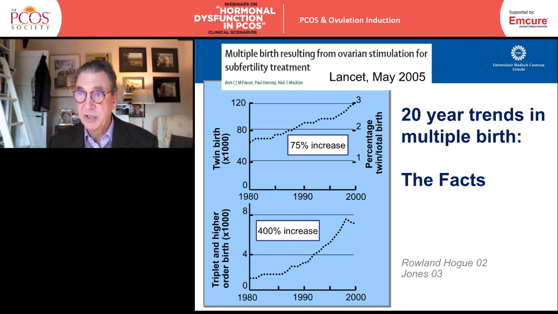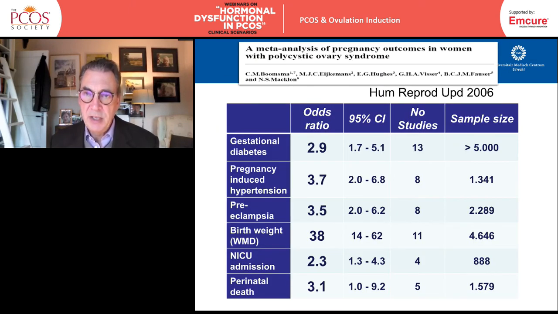And of course, this is related to fertility treatment, and it's not so easy to assess what the proportion of ovulation induction is in these figures. But even now, largely, the problem of multiple pregnancies related to ovulation induction is solved.